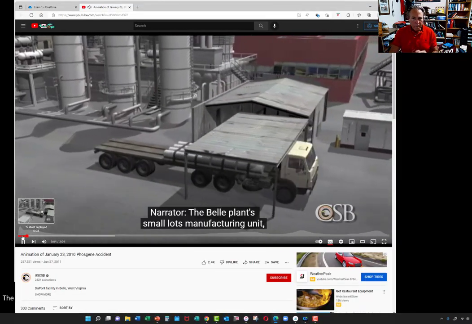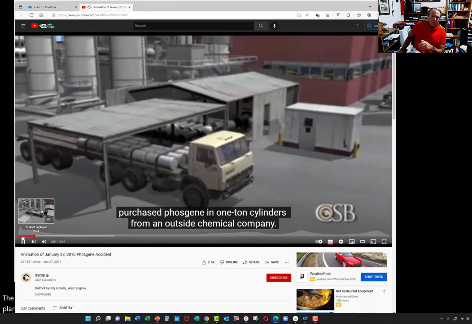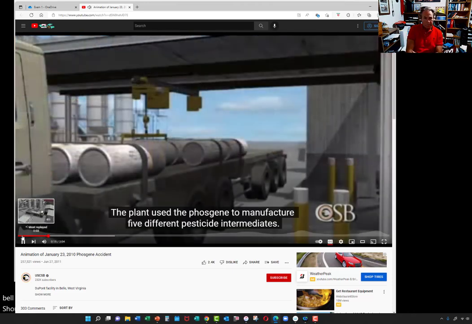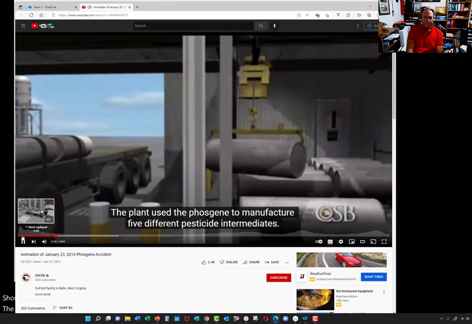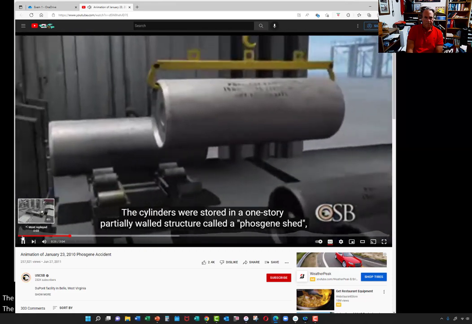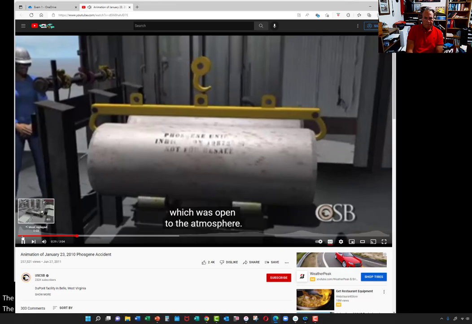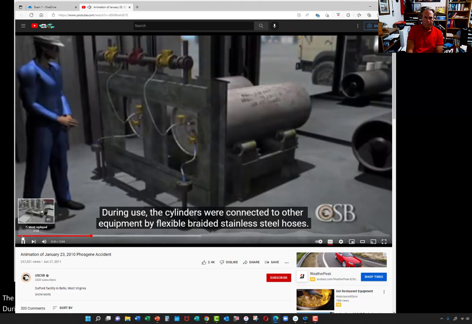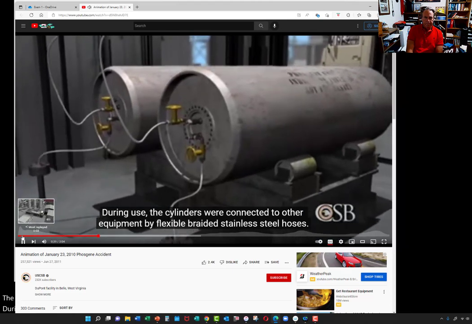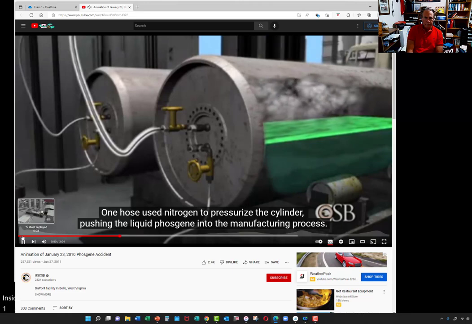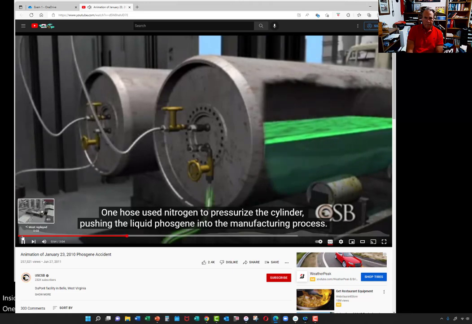The Bell Plant Small Lots Manufacturing Unit purchased phosgene in one-ton cylinders from an outside chemical company. The plant used the phosgene to manufacture 5 different pesticide intermediates. The cylinders were stored in a one-story, partially walled structure called a phosgene shed, which was open to the atmosphere. During use, the cylinders were connected to other equipment by flexible braided stainless steel hoses. Inside each hose was a liner made of Teflon, or PTFE. One hose used nitrogen to pressurize the cylinder, pushing the liquid phosgene into the manufacturing process.